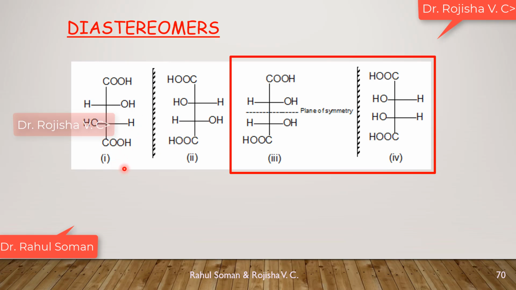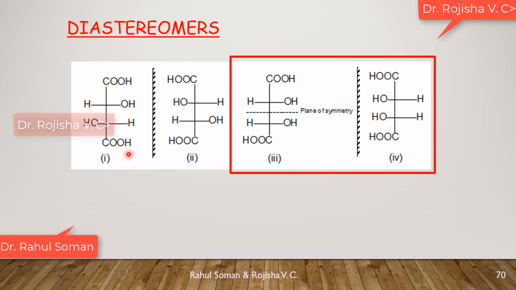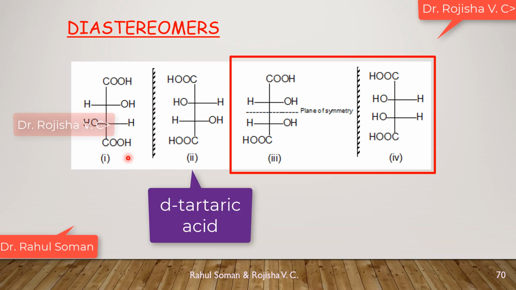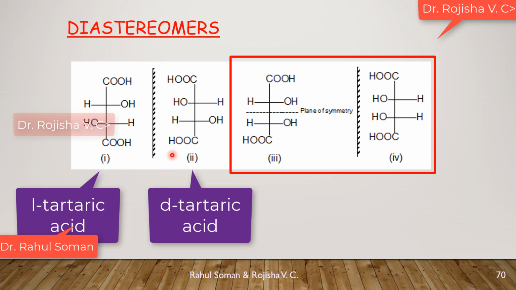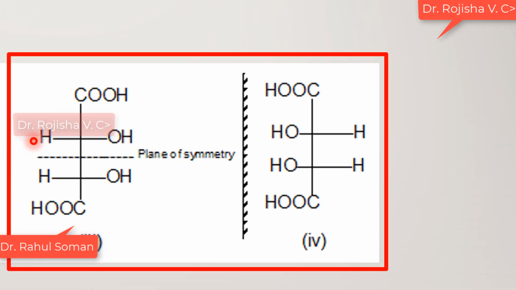These two are structures one and two. One and two are enantiomers, or optical isomers, to each other. They are exactly mirror images, but non-superimposable mirror images. Exactly, they are non-superimposable mirror images, and this is the D form and its L form is this one. It can show one more configuration where all the OH groups are coming on the same side.